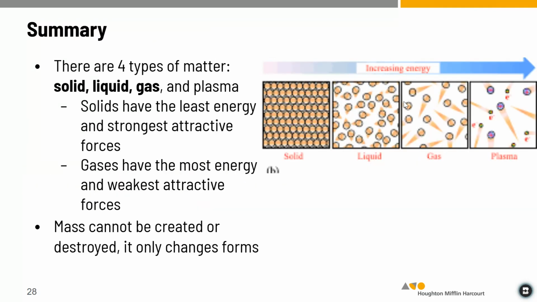So, in summary, there are 4 types of matter: solid, liquid, gas, and plasma. The reason I only have solid, liquid, and gas bolded is because those are the ones that we focus on the most. Solids have the least amount of energy, they don't move, but they have the strongest attractive forces to each other, which is why they're so close together. Gases have the most energy, they have the highest amount of movement of the solid, liquid, gas, and they have the weakest attractive forces because they're trying to move away from each other and spread out.